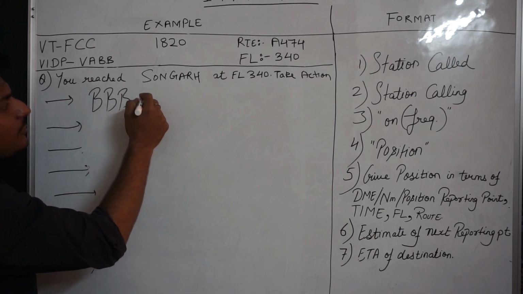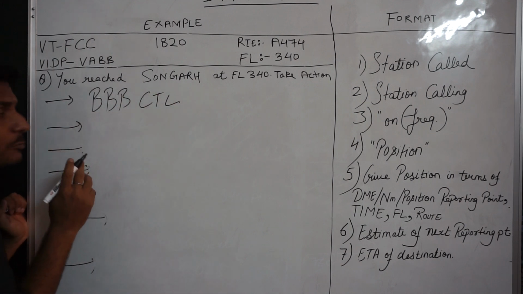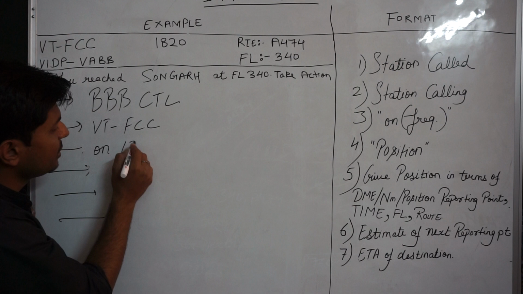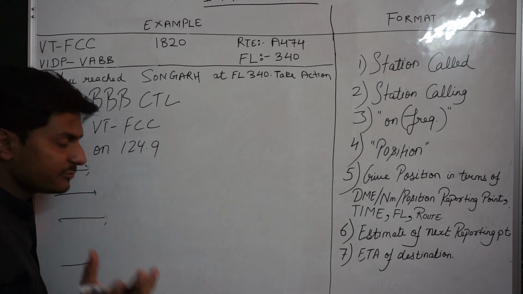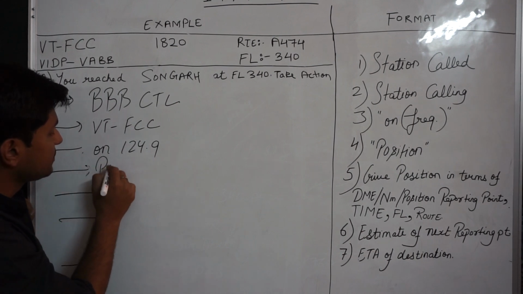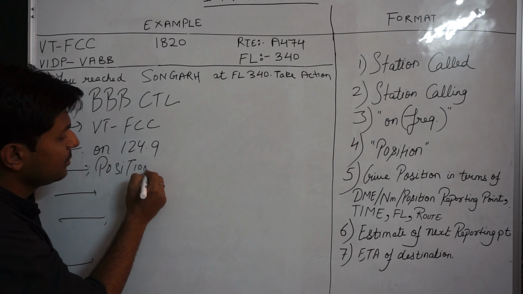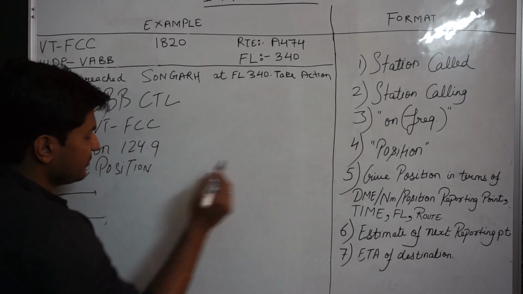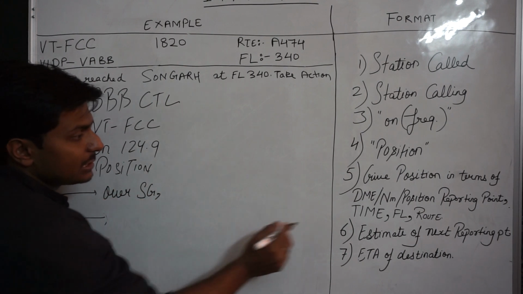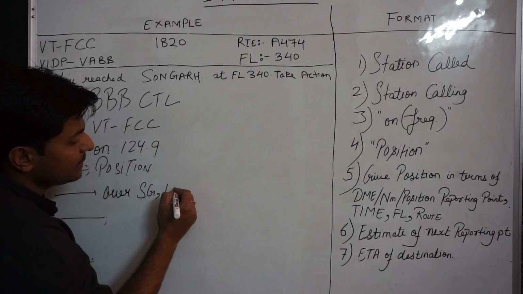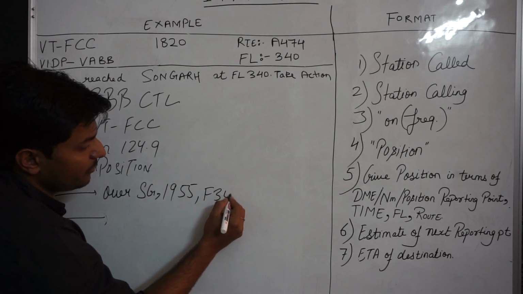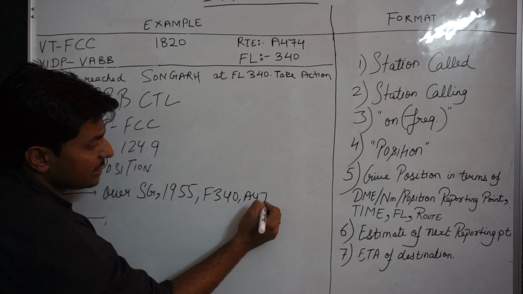I'm writing Bravo Mumbai control, but I'll be pronouncing Mumbai. Victor Tango Foxtrot Charlie on 124 decimal liner, which is the ATC frequency. If you can see on the map, it is 124 decimal liner. Then position, I'm going as per the format, and then fifth is give position. So I'll be saying over Sierra Golf, and then time I'll take 1955, flight level 340, Alpha 474.